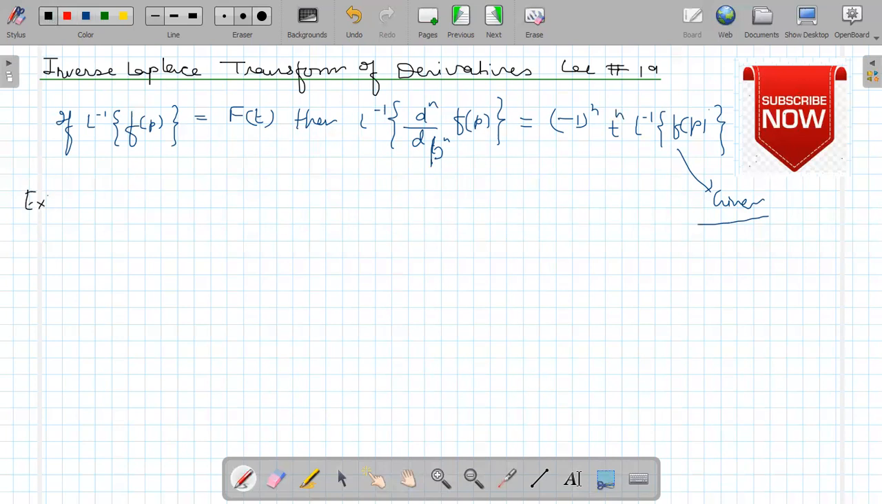So let's see one example. Find Laplace inverse of tan inverse.